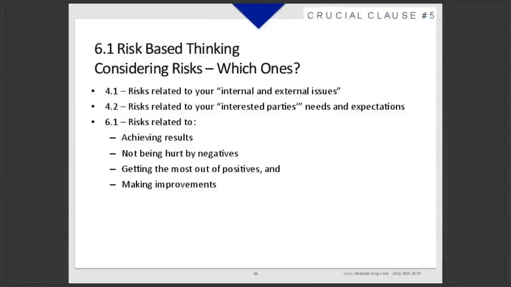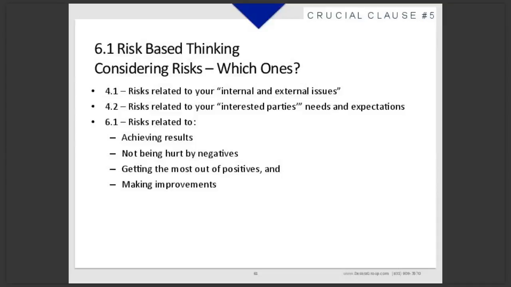So what risks are they asking you to talk about? What are those relevant risks you need to look at? Well, that's why I said in 4.1 and 4.2, those are your checklists. That's your tickler list. Those internal and external issues and the needs and expectations of your interested parties are the first place you look to say, what could get in the way of us achieving our objectives?